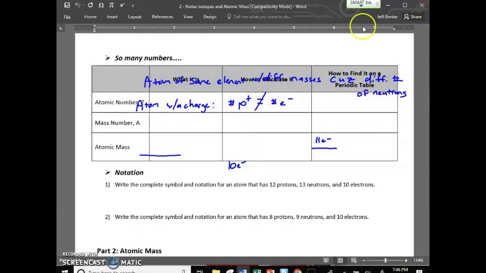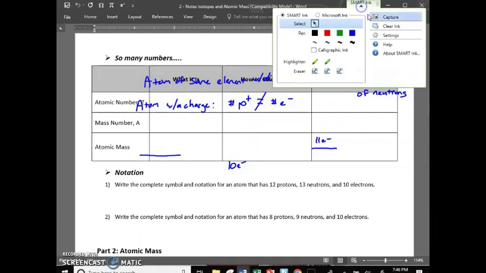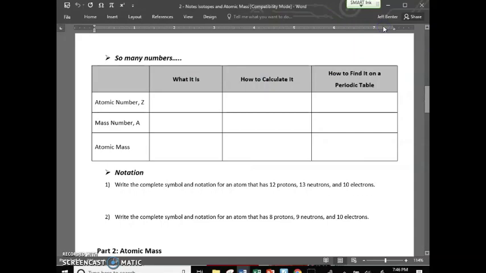And so then we have a few more definitions to clear up here. We have the little chart. Atomic number: the number of protons in an atom. And how to calculate it? Well, it's pretty simple. You just count the number of protons. That ain't hard.